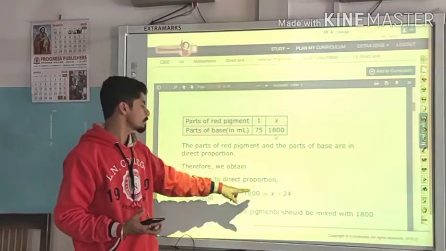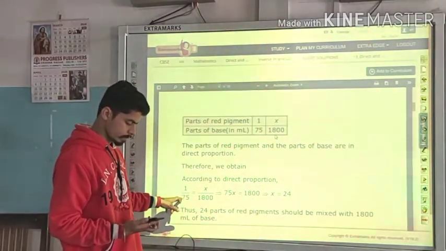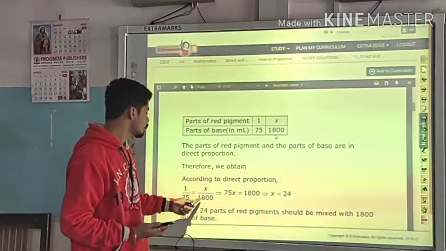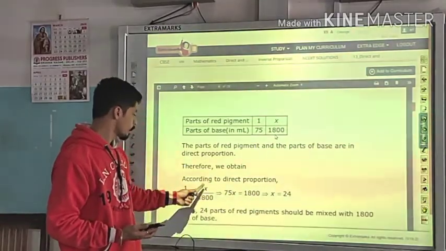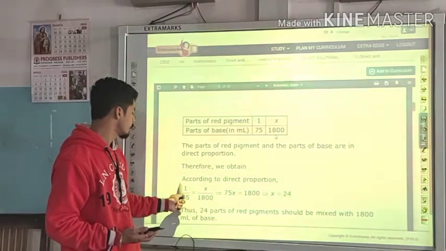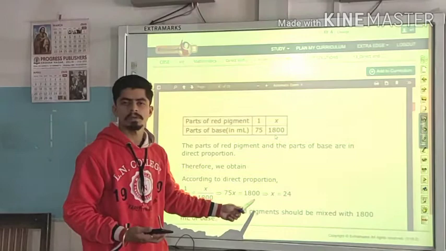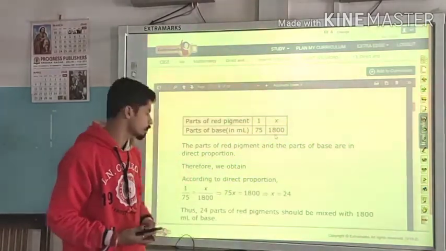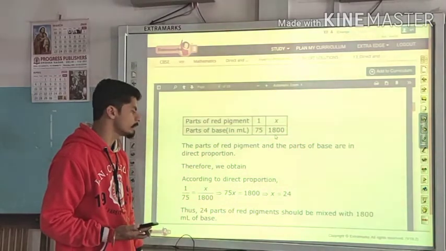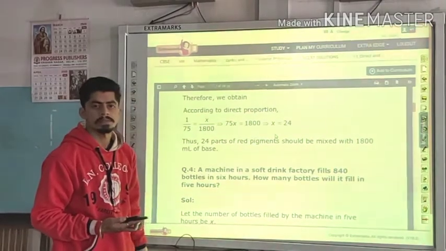So according to the direct proportion, 1 upon 75 is equal to x upon 1800. So cross multiplication will be there: 75 will be multiplied with x and 1 with 1800. Now x is equal to 1800 upon 75, and it will divide and we get x is equal to 24. That means 24 parts of red pigment should be mixed with 1800 milliliter of the base, and that's all the solution of question number 3.